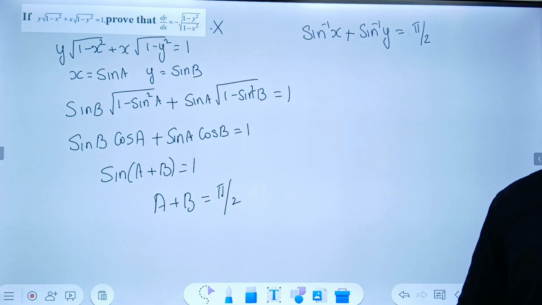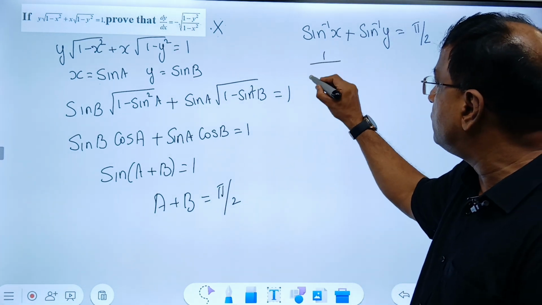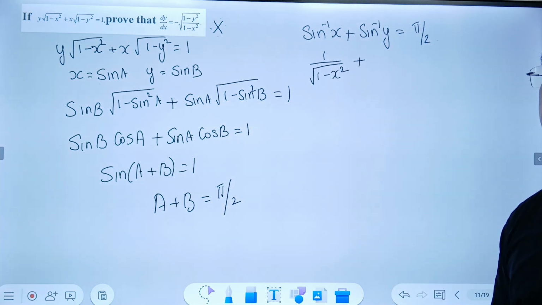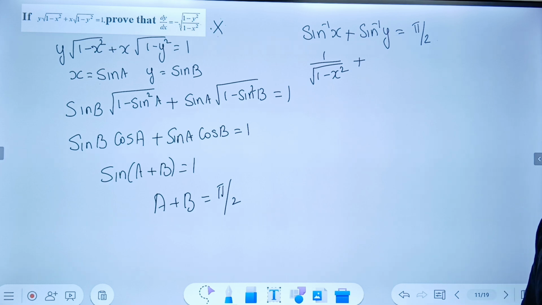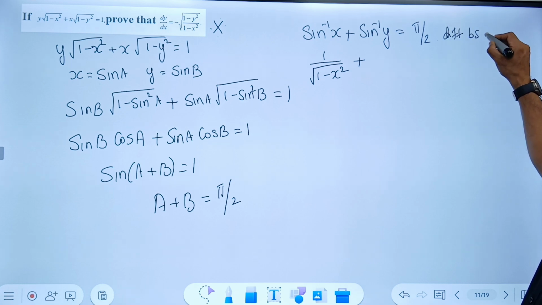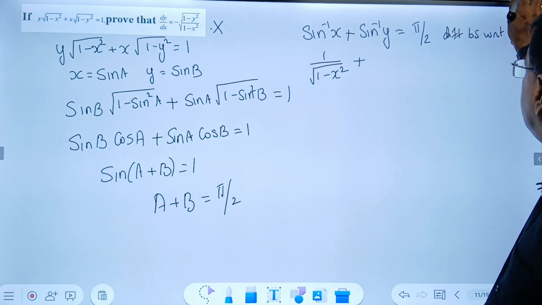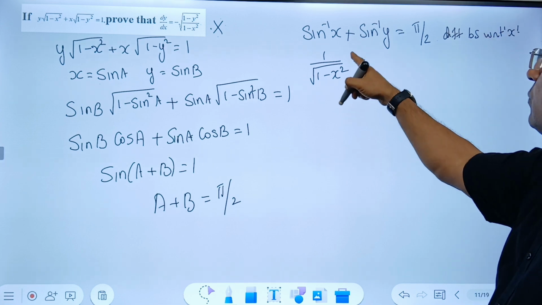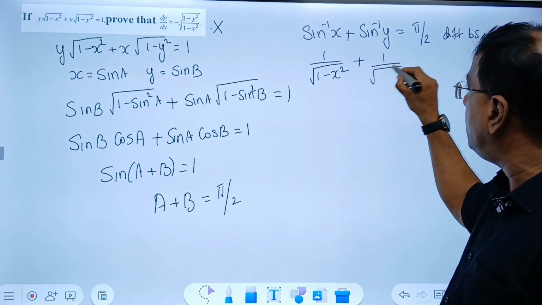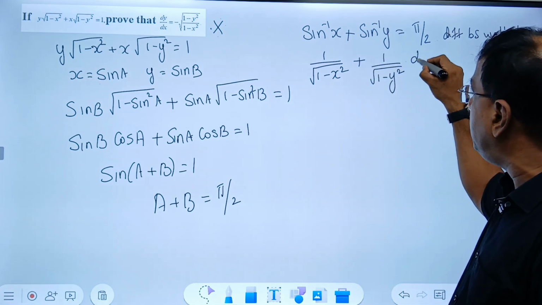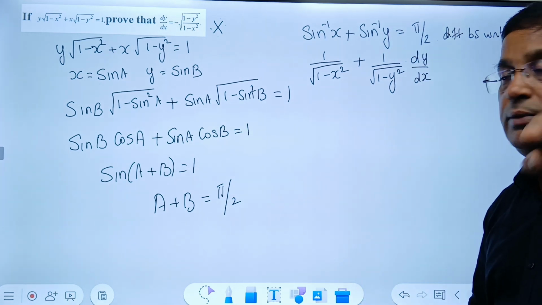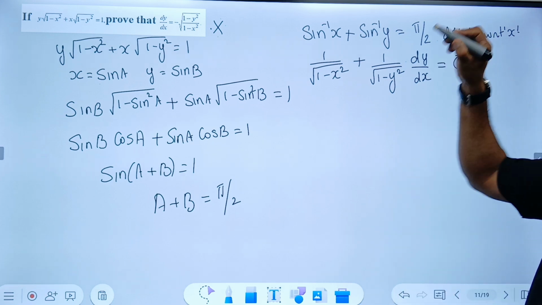Now differentiate. What is the differentiation of sine inverse of x? Differentiation of sine inverse of x is 1 by root of 1 minus x square plus. What is the differentiation of sine inverse y? Be careful. Here I am going to use the chain rule. Okay, so you can write, differentiating both sides with respect to y. Okay, sorry, with respect to x. That's why I got it as 1. Sine inverse x gives 1 by root of 1 minus x square, x differentiation is 1. Here it will be 1 by root of 1 minus y square into dy by dx. Don't forget that, because I am differentiating with respect to x. So differentiation of y is dy by dx. And pi by 2 is a constant, therefore it is 0.